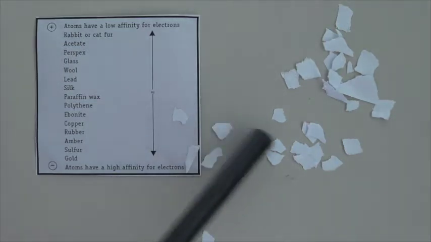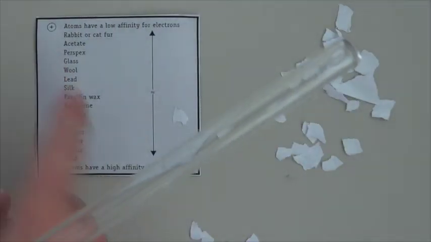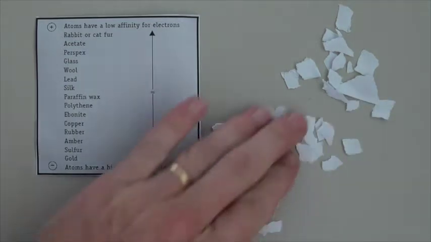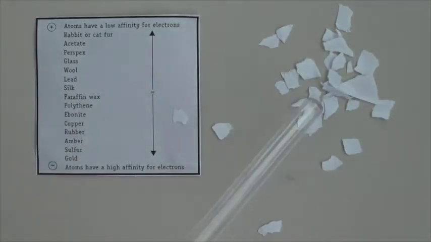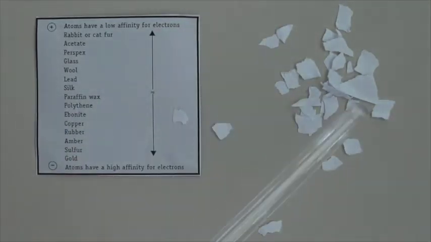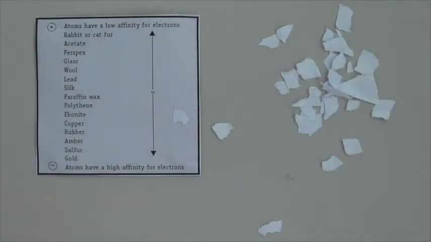Okay, so the last one that we're going to look at is what happens when we put glass and wool together. Now glass and wool are virtually in the same place. Now it says that glass has less affinity for electrons than the wool, but if we rub it vigorously, what we'll notice is it doesn't really matter how hard we rub it, we sort of get no effect. No electrons move onto the glass because they're in the same position.